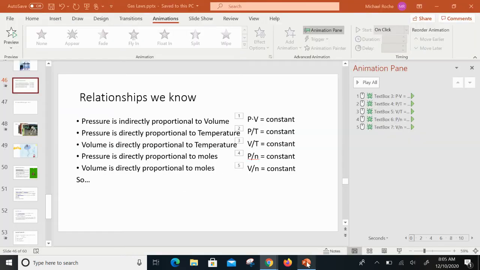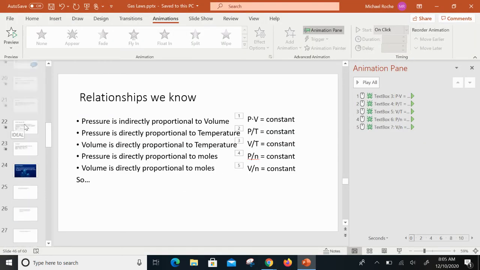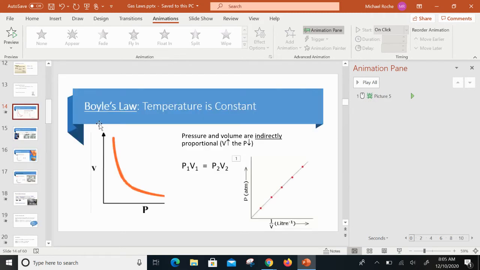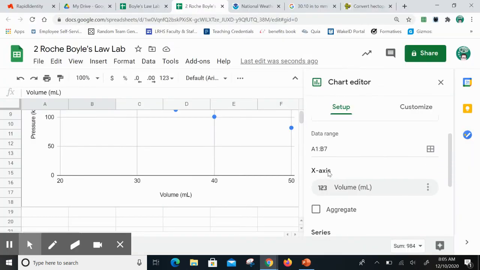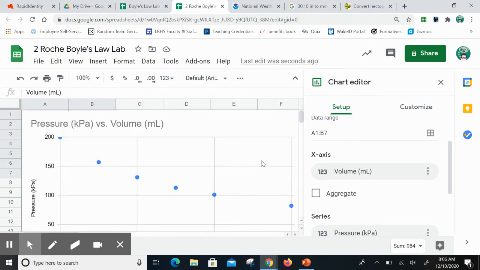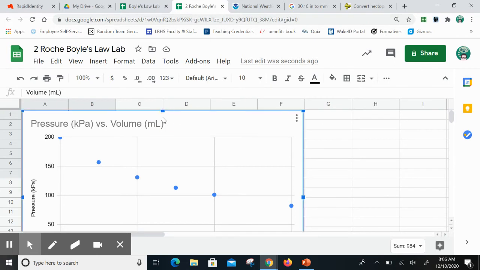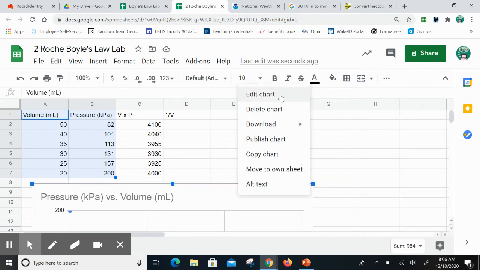But if you remember when we did this, Boyle's law, here he is. We did volume on the y and P on the x. So let's try to do that. So let's tell this, instead of doing the x-axis, the volume, a couple things I would like. First thing I would like is for this to move down. So I want to select it and move it down so I can see my data. Okay, now what I want to do is hit these three dots and say edit this chart.